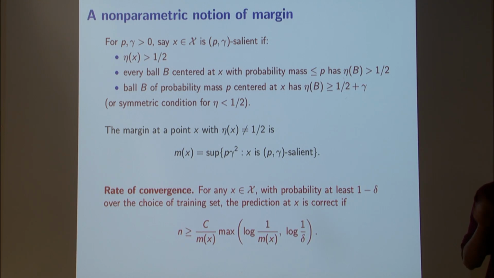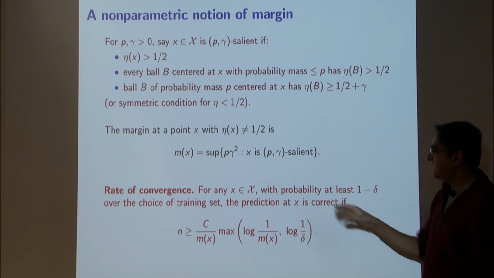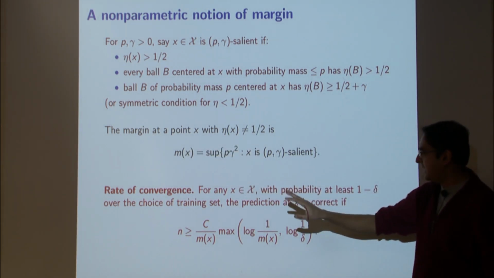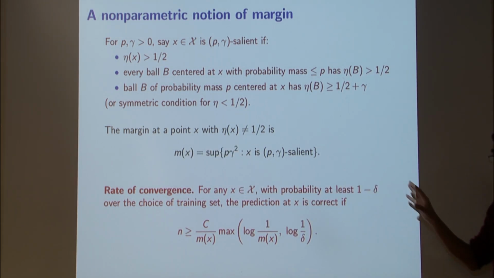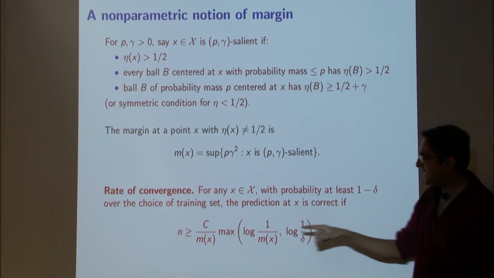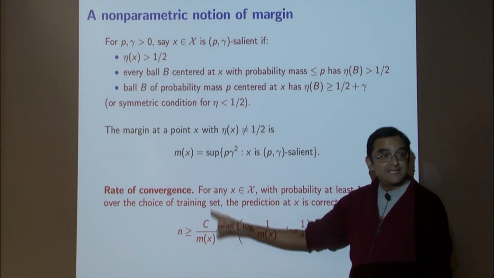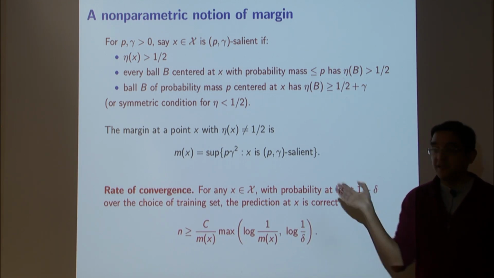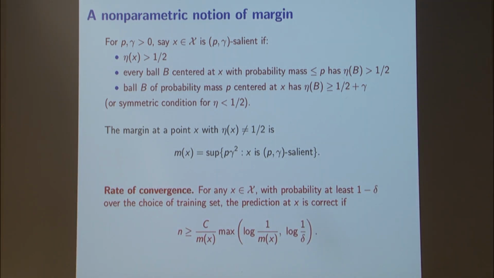Okay, so for every point in space, you assign it a number saying how easy it is. I'll tell you what that number is exactly. But once you've assigned that number, what you can show is that as soon as the training set size exceeds 1 over the margin, you're going to predict correctly at that point. Each point has got this margin, and you're gradually increasing the size of the training set. The minute it shoots past 1 over the margin, then you're likely to predict correctly over there. And if it's below, then who knows?